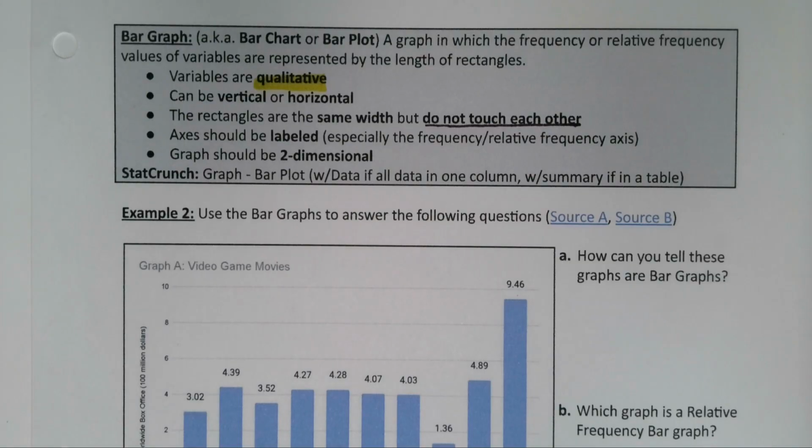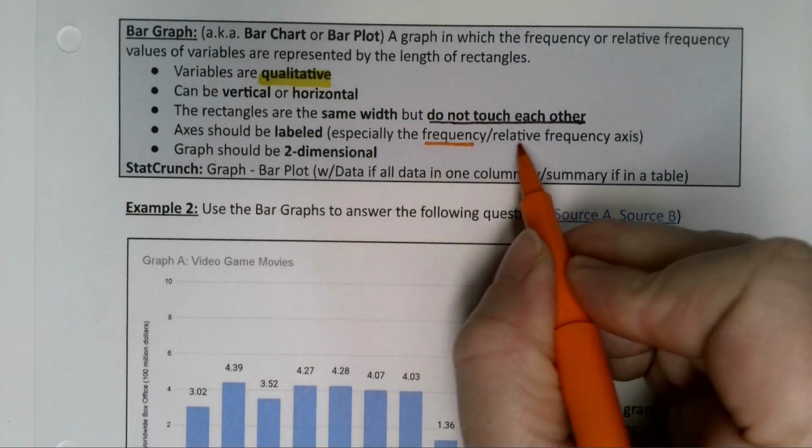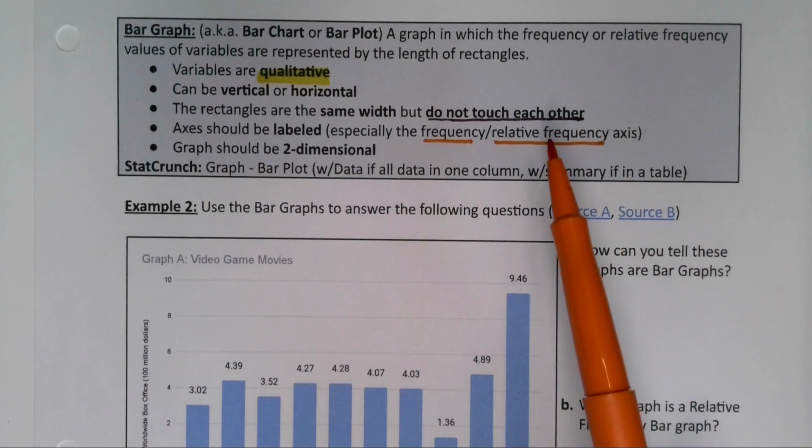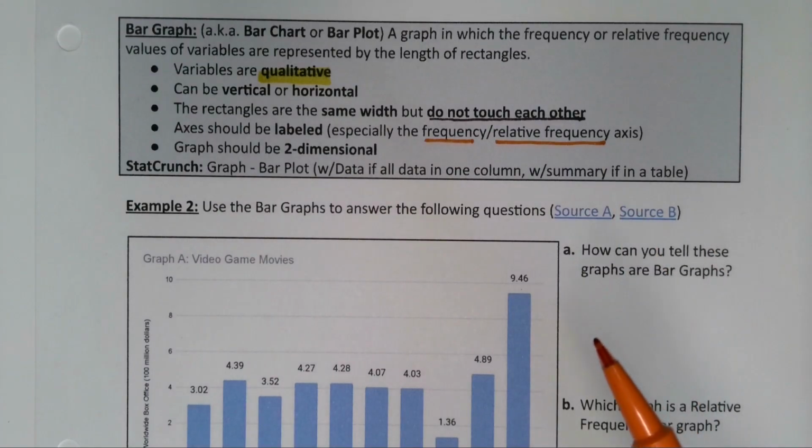It can be labeled with either the frequency or the relative frequency. And remember, we don't always use those terms. So we could say how many, or we could say percent, and that would mean the same thing. And they should be flat. They should be two-dimensional. You should not have three-dimensional graphs.